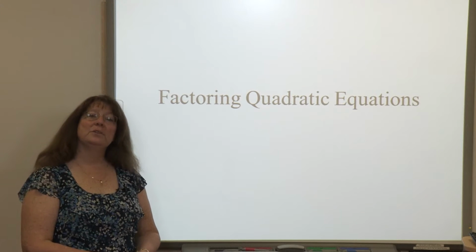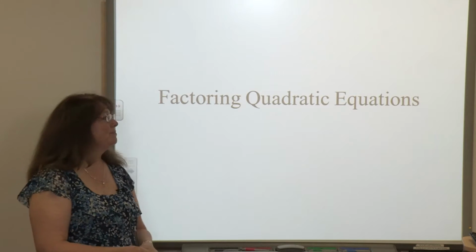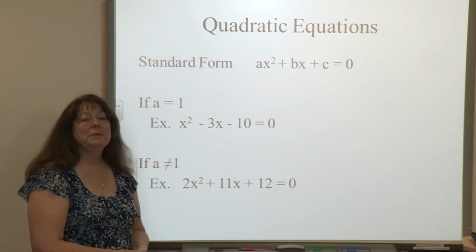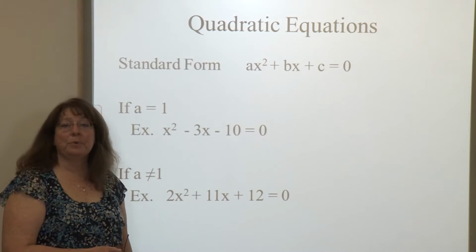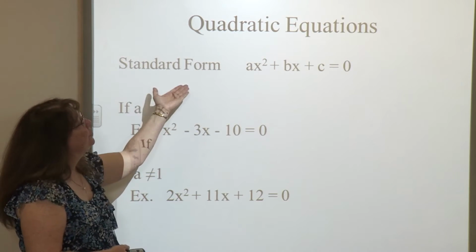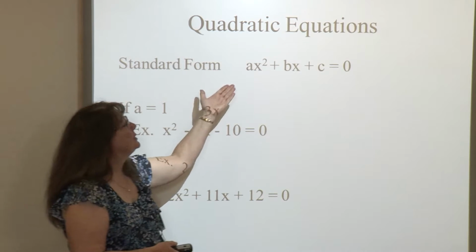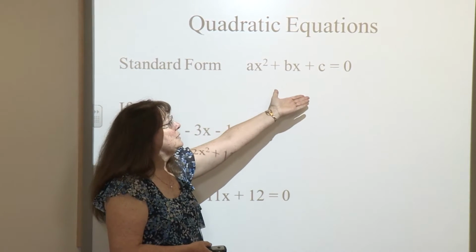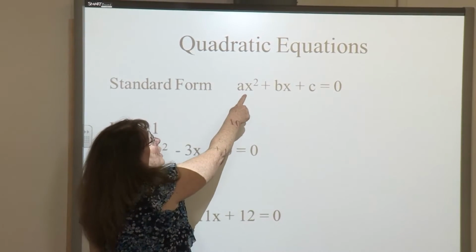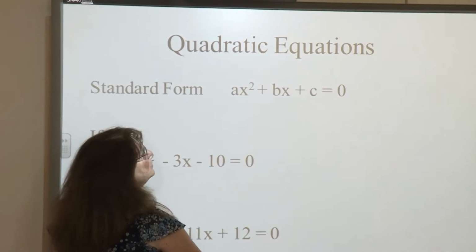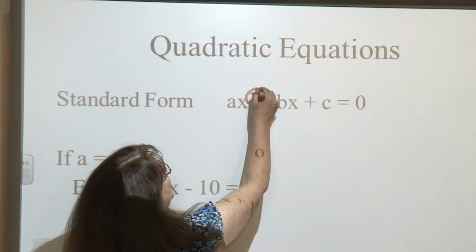In this video, we're going to take a look at factoring quadratic equations. We want to start by talking about what a quadratic equation is, or what makes it a quadratic. Here we have an example of a quadratic equation that's in standard form. Standard form is ax squared plus bx plus c equals 0. You'll notice that on your variable, the highest exponent you have is 2. That's what's going to make this a quadratic.